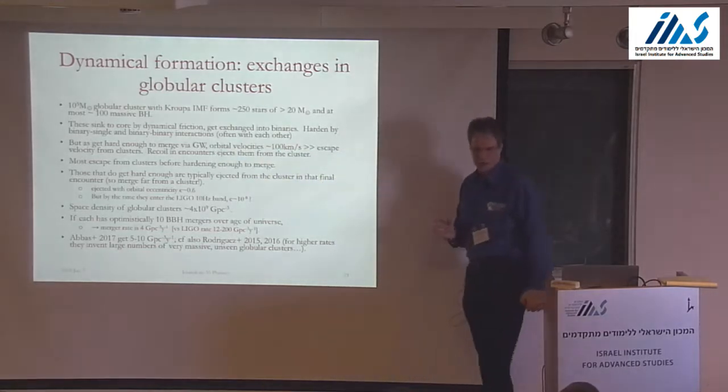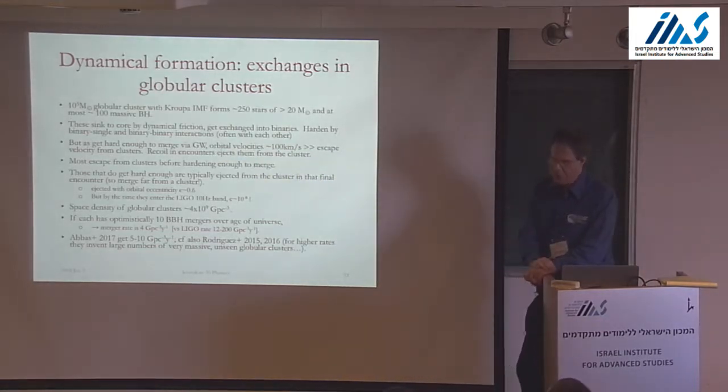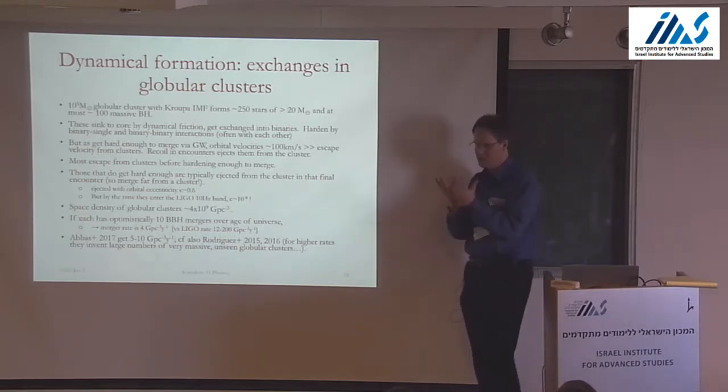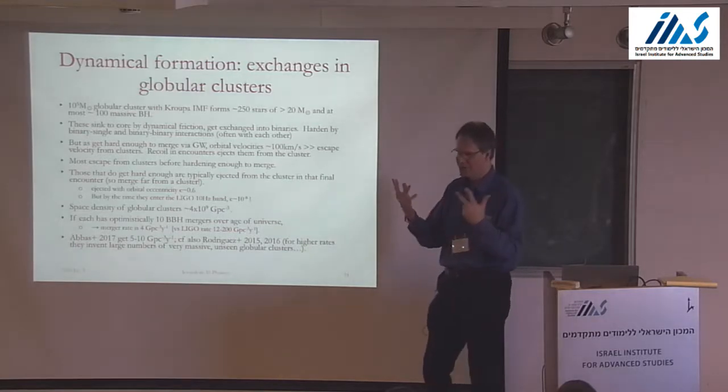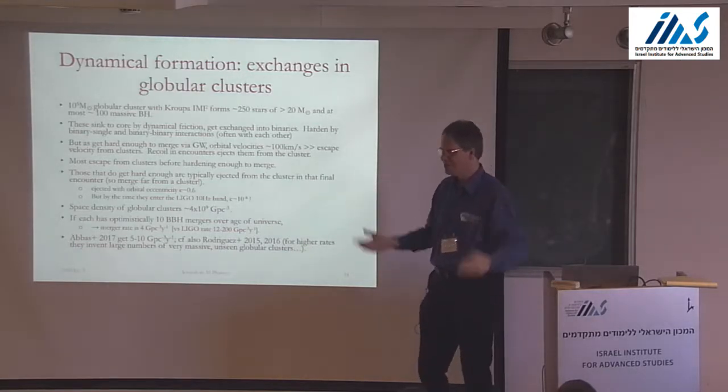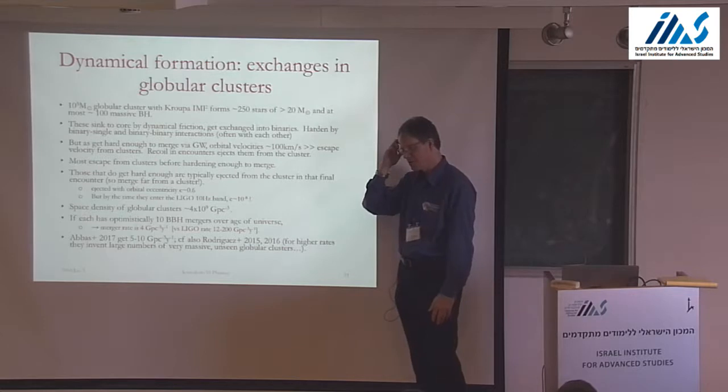A hard binary is one whose binding energy per unit mass is larger than the square of the velocity dispersion in the cluster. And a soft binary is where the binding energy is less than that in the cluster. So it's basically whether the binding energy is large or small compared to kT, the sort of average mv squared of stars in the cluster.